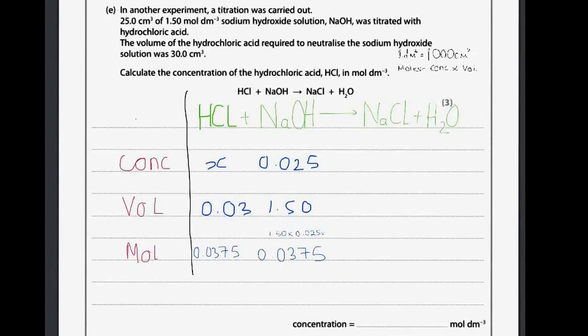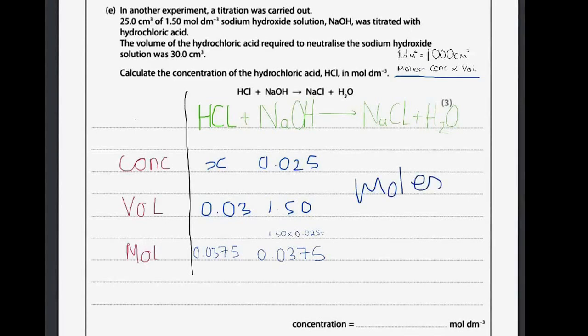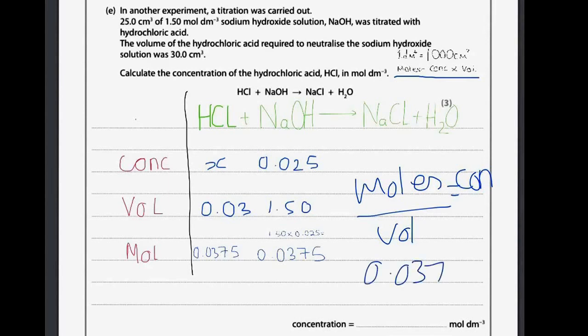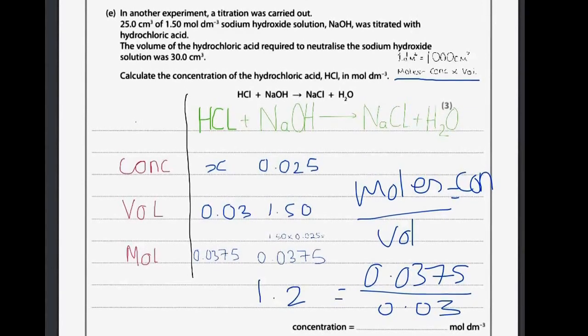The question is asking you to find the concentration, and this is where we're looking for X. Now to work this out, the only thing we need to do is the last bit. We're using the same equation, but we're going to rearrange it to get to the concentration. This is moles divided by volume equals concentration. And if we do moles, which is 0.0375 divided by 0.03, let me put this in my calculator, and I get 1.25.